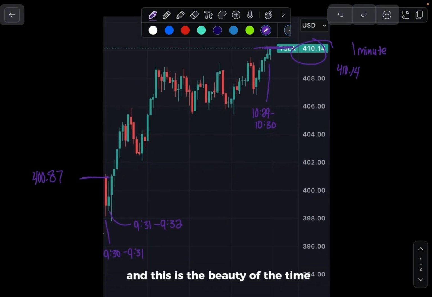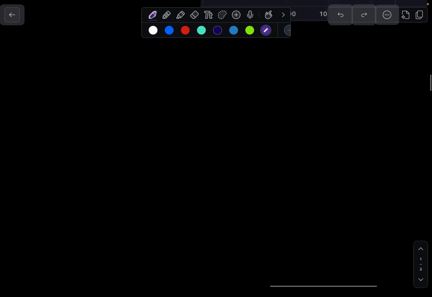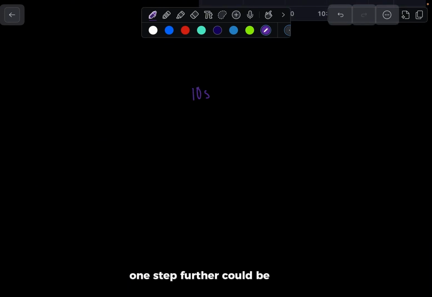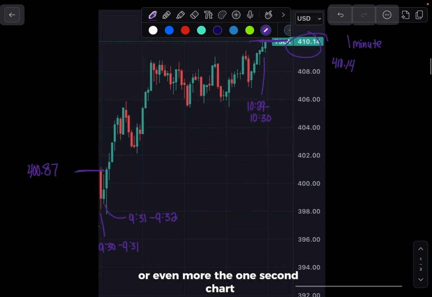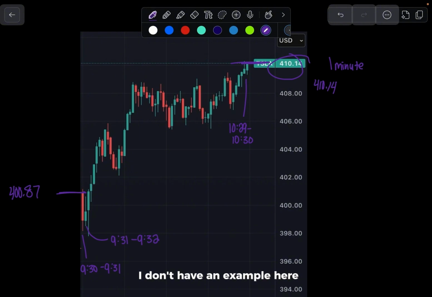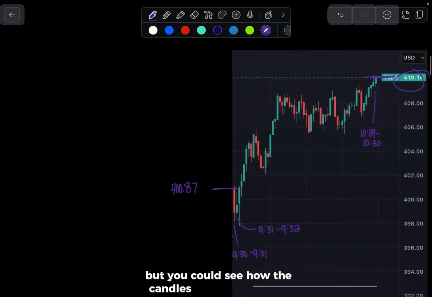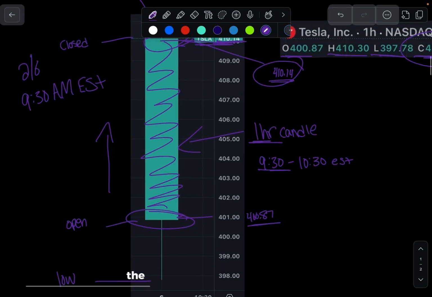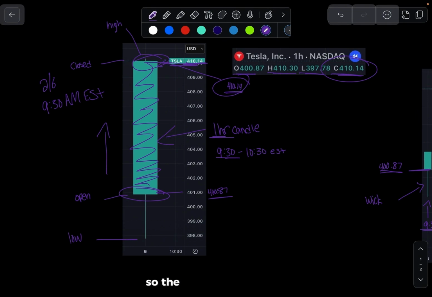And this is the beauty of the time frames, because you could even go smaller and one step further. One step further could be the 10-second chart, or even more, the 1 second chart. I don't have an example here because you get the point, and we would end up having 1,000 candles for the 1 hour. But you could see how the candles are telling a story the more time frames you bring it down to. So the 1 hour is showing, yeah, this was a good candle. We opened here, and we had a big green candle going up.